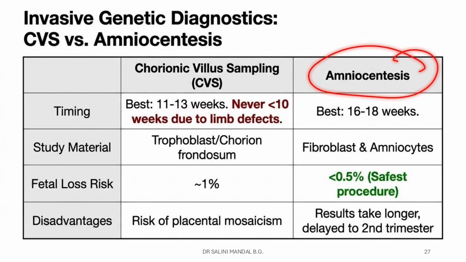We have amniocentesis by 16th to 18th week, we are going to check. And what is the study material? That is nothing but the fibroblasts or the amniocytes. Okay, this is usually the safest procedure, but the results take a longer time.